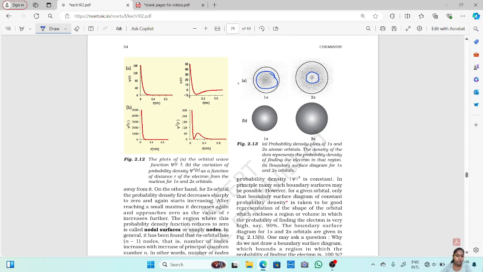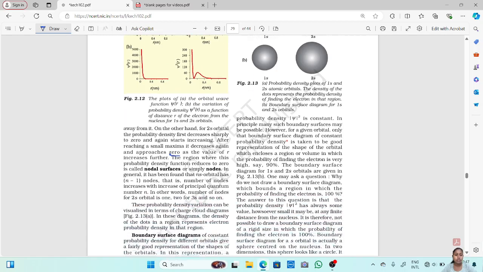On the other hand, for the 2s orbital, the probability density first decreases sharply to 0. You can see, right? Then it starts increasing in this area. After reaching a small maxima, it decreases again and approaches 0 as the value of r increases further. After a certain distance, it again decreases. Why does it decrease? Because the distance from the nucleus is increasing. As the distance r increases, the value reaches 0.